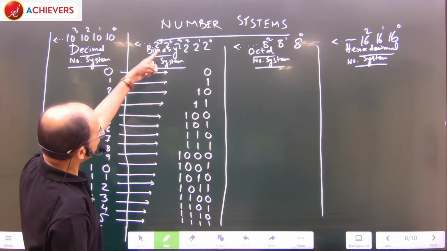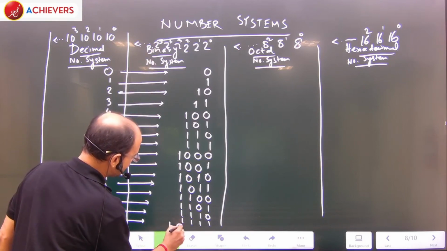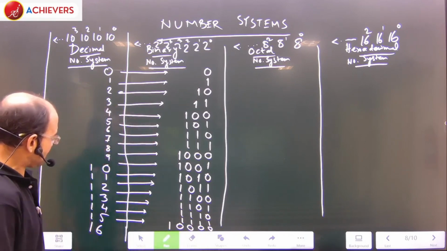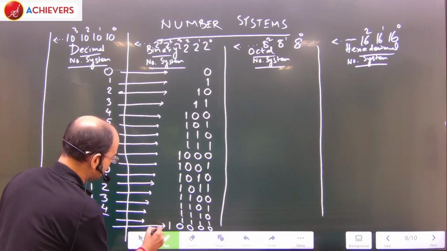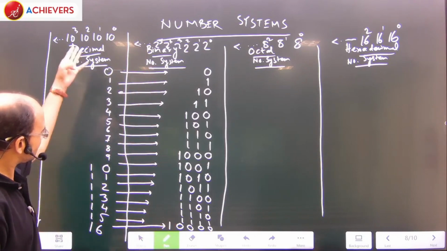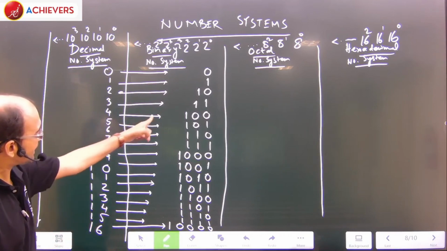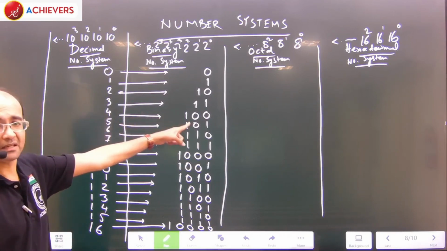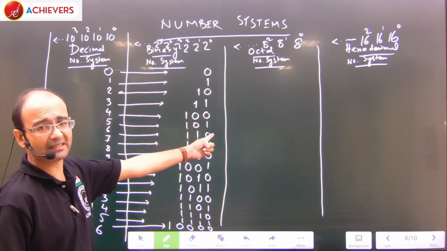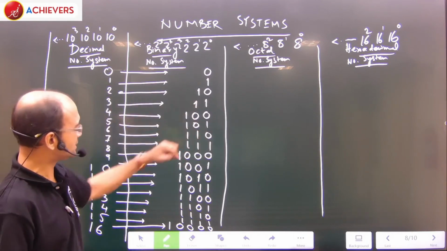So 16 is 2 to the power 4. So under 2 to the power 4 we will be putting 1, and rest of the 4 digits will be 0. So this is how we represent 16. So this is the binary equivalence of the different decimal numbers that we have defined over here. I have given an arrow from the number so that it is convenient for you to understand which one equivalent is which one. So 5 equivalent is 101, 2 equivalent is 10, and so on.